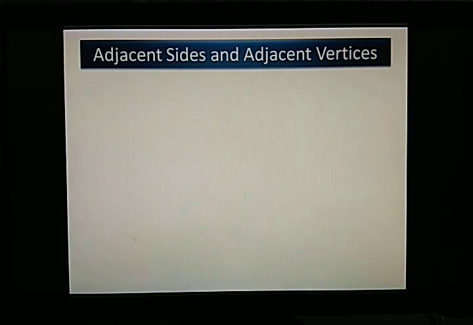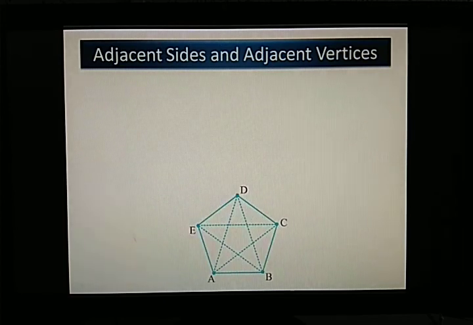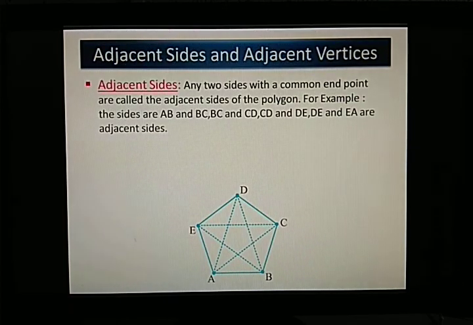Now moving on to the last topic of today's class, that is adjacent sides and adjacent vertices. Just now we have learned what sides and vertices are, so just by looking at the definition, it will be clear to you. Any two sides with a common endpoint are called adjacent sides. That means the neighboring sides. Say CD and DE, they are neighboring sides. EA and AB are neighboring. Neighboring sides have a common vertex, and they are called adjacent sides. So the adjacent sides are AB and BC, BC and CD, CD and DE, DE and EA.